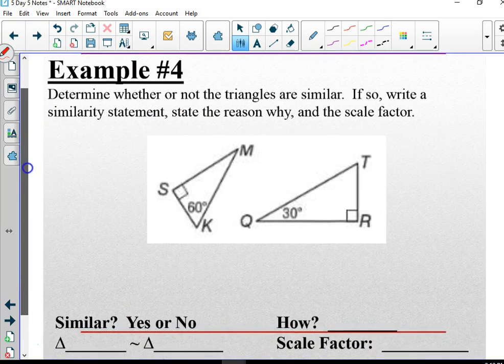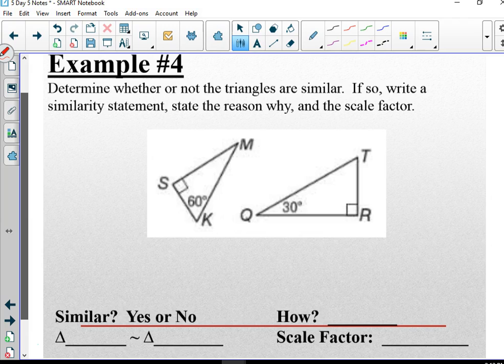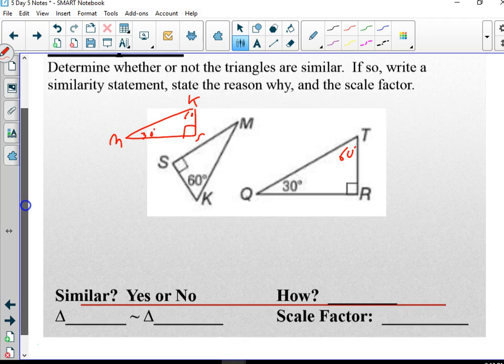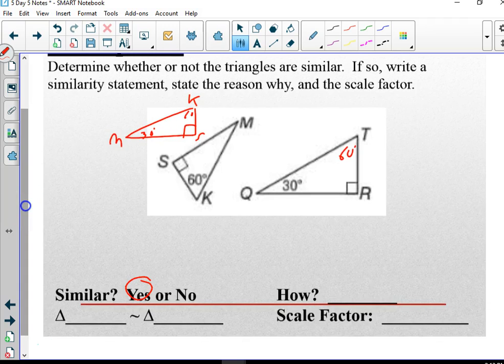Example 4. So I'm just going to take this one and rotate it a little bit. Well, that's the mirror image. Put my 90 degree here, which is S. M is out here, and here's K. K is 60 degrees, which makes this 30 degrees, which makes this 60 degrees, because we must have 180. Notice we have angle, angle, angle, and we have more than we need, because we have proven similarity by AA. We don't need all three.